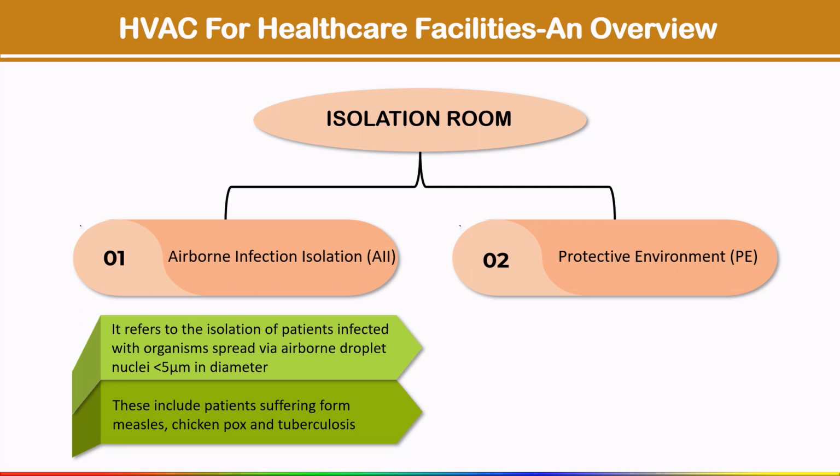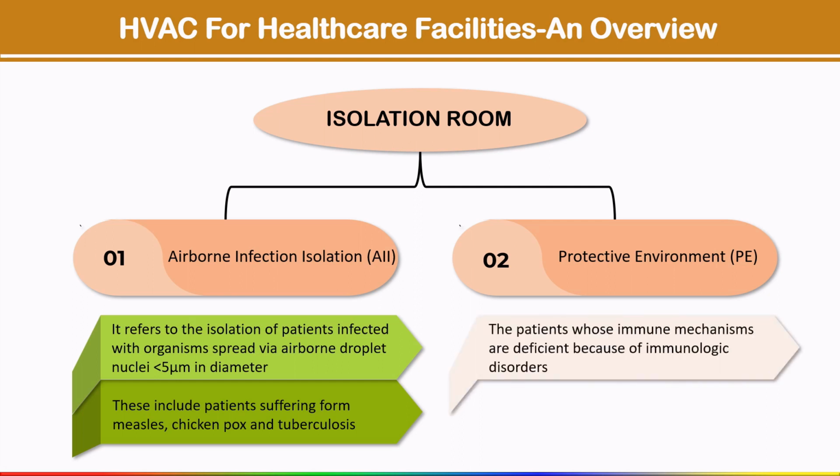This protective environment, in short PE, is a specialized area for patients who have undergone allogeneic hematopoietic stem cell transplant, in short HSCT. The patients whose immune mechanisms are deficient because of immunologic disorder, for them we have a protective environment isolation room.